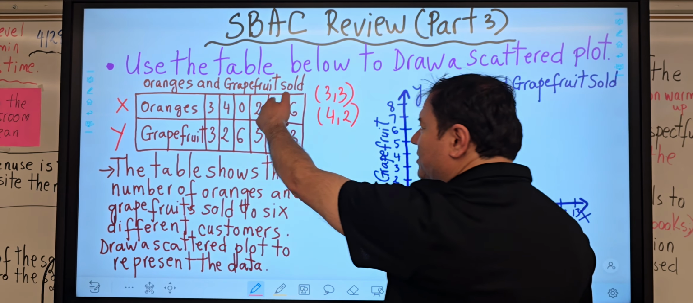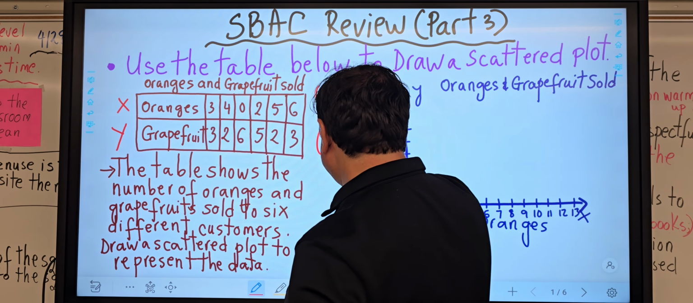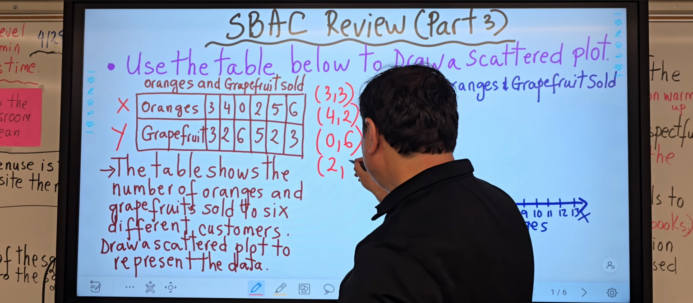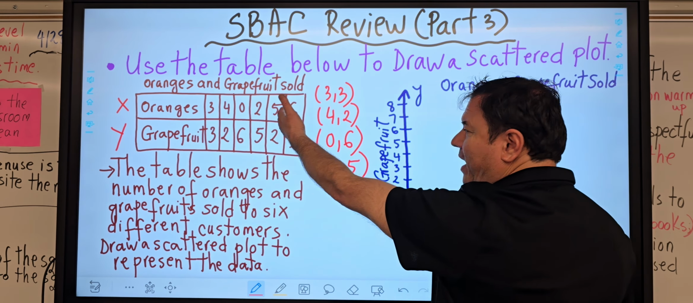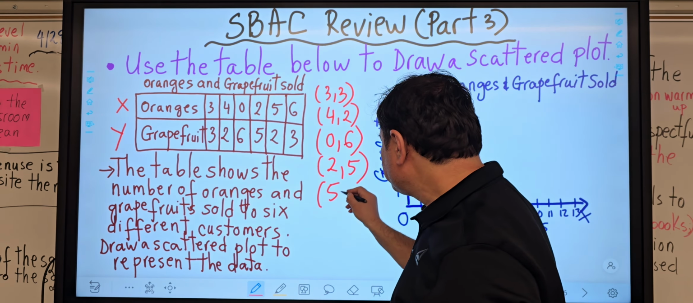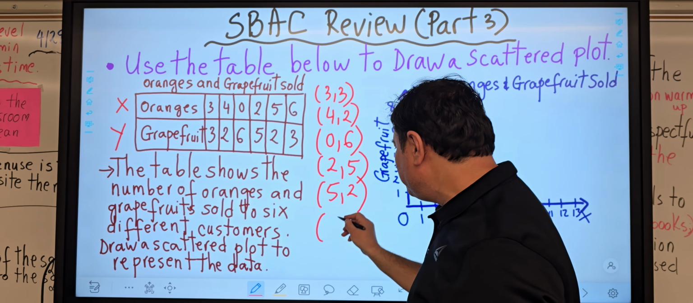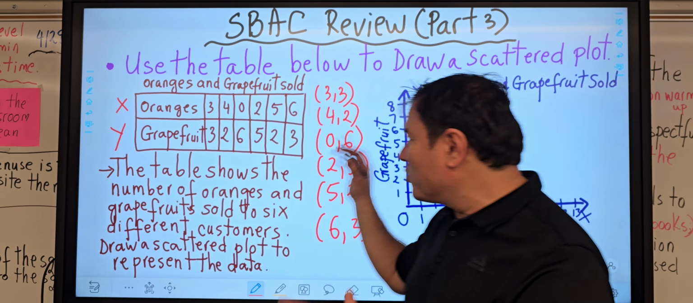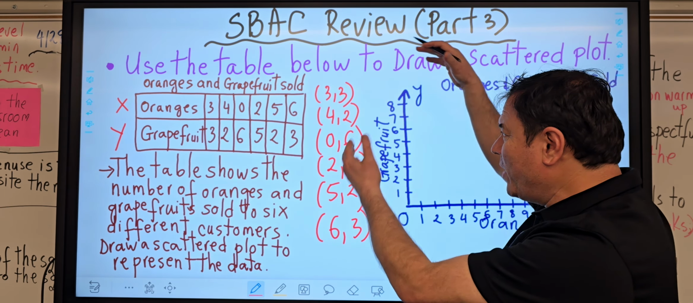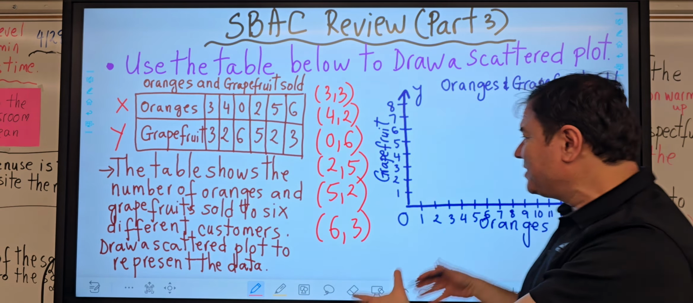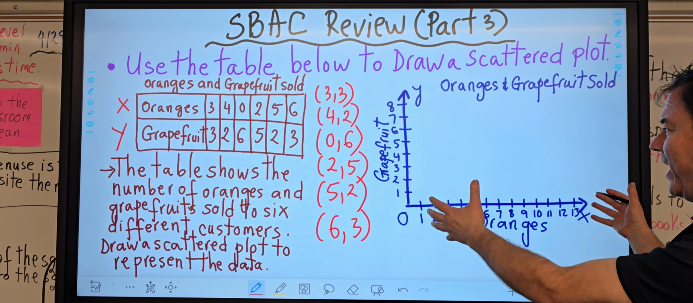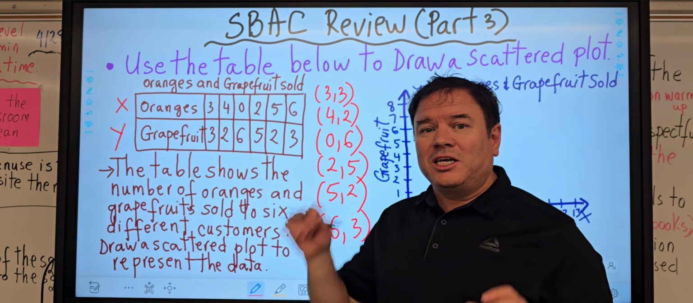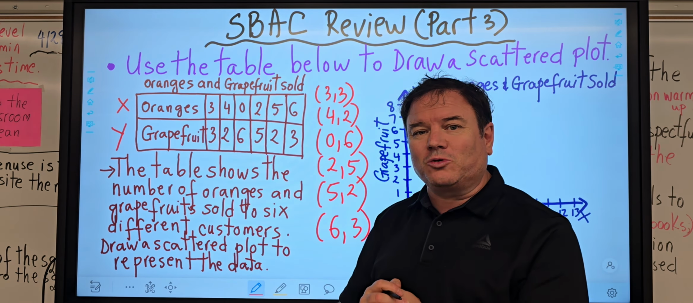The third ordered pair we have 0, 6. Next, let's continue. 2, 5. And then we have 5, 2. And finally we have 6 and 3. Now that we have created the ordered pairs for this data, we are going to graph those ordered pairs into this coordinate plane, and then we are going to create the scatter plot. We're not going to connect the dots, just graph each of these ordered pairs.